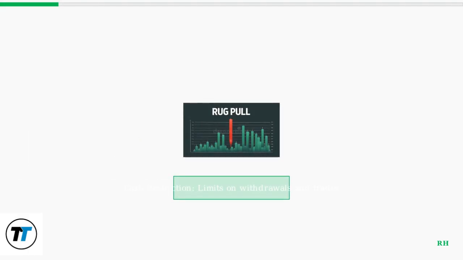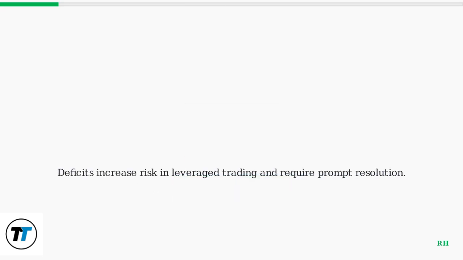Cash restrictions are imposed when deficits occur, preventing withdrawals or new trades. These are lifted once the account is brought back to positive balance through deposits or position adjustments. Understanding these deficits helps manage the risks associated with Robinhood's margin features and volatile markets.